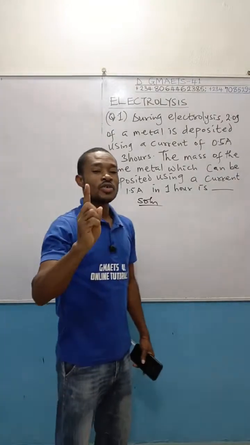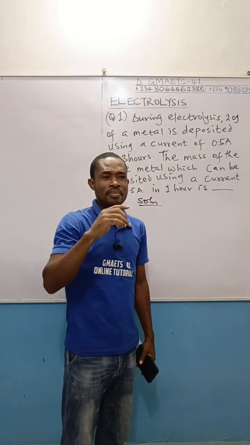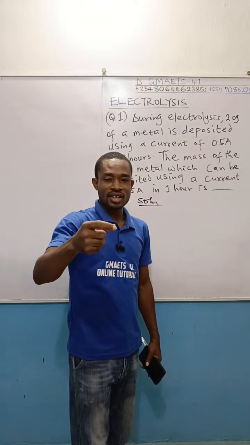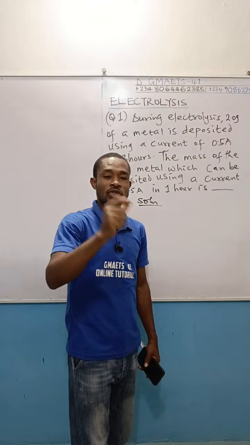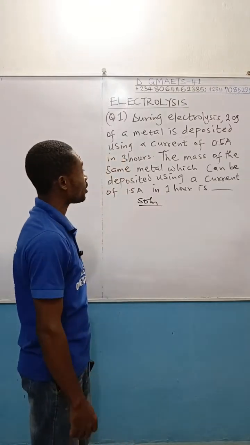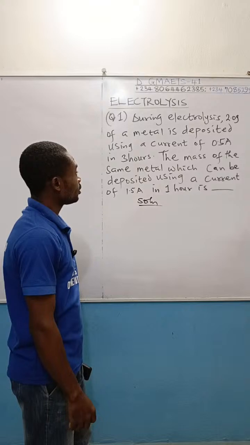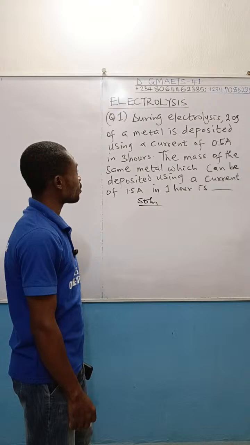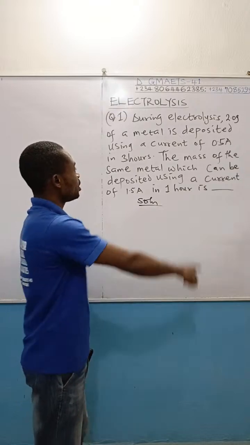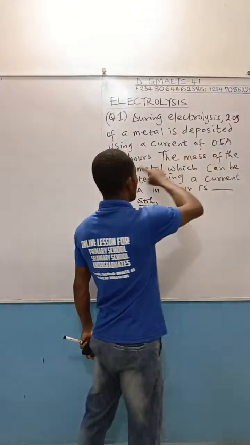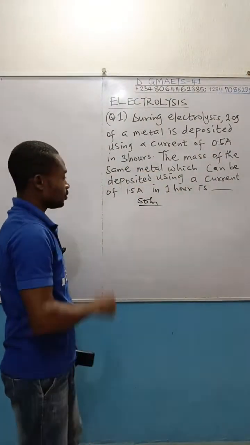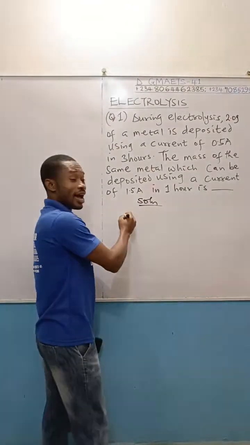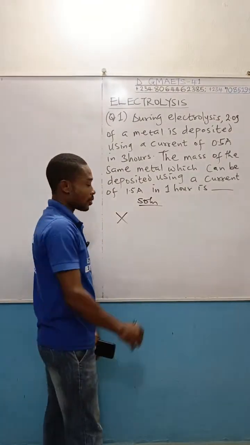So what we're going to do is to find what that metal is. I might not be interested in getting exactly the name of the metal. What I'll be interested in is the number of Faradays that would deposit the relative atomic mass of that metal. So let's see. During electrolysis, 2.0 gram of a metal is deposited using a current of 0.5 ampere in 3 hours. So this is what we're going to do. Let me assume I don't know the metal. I'm using X to represent the metal.